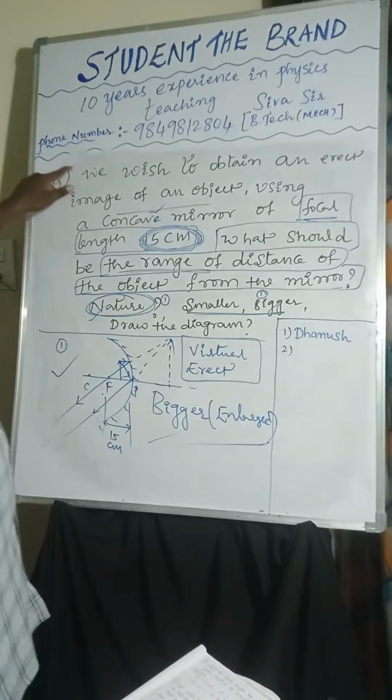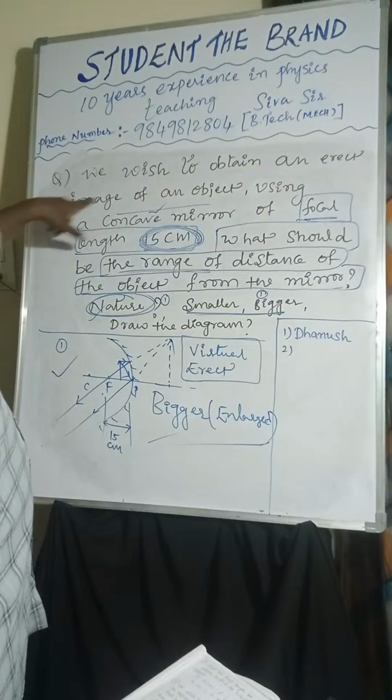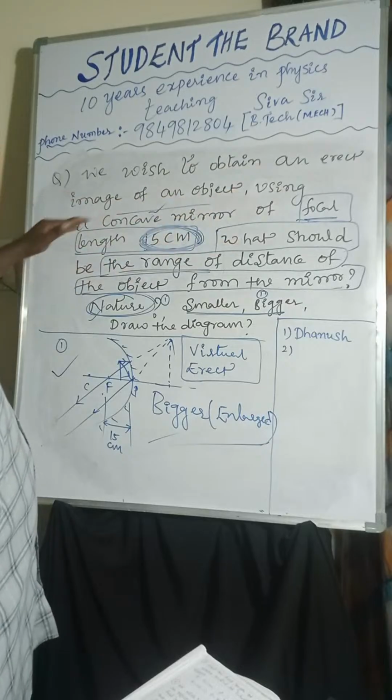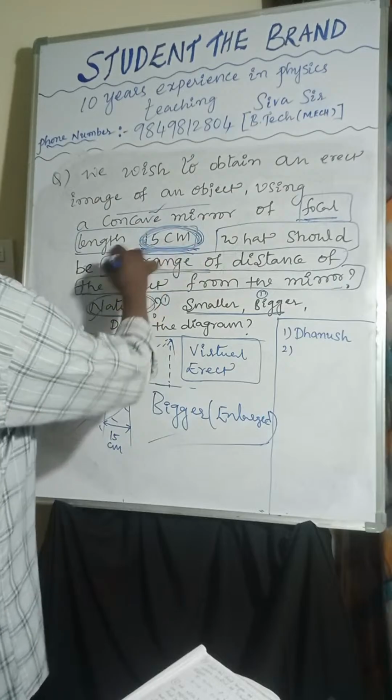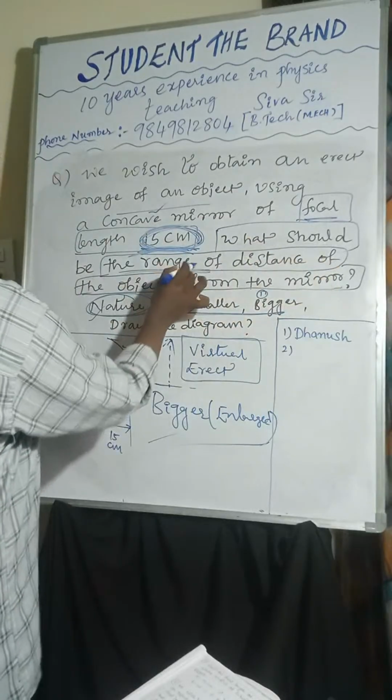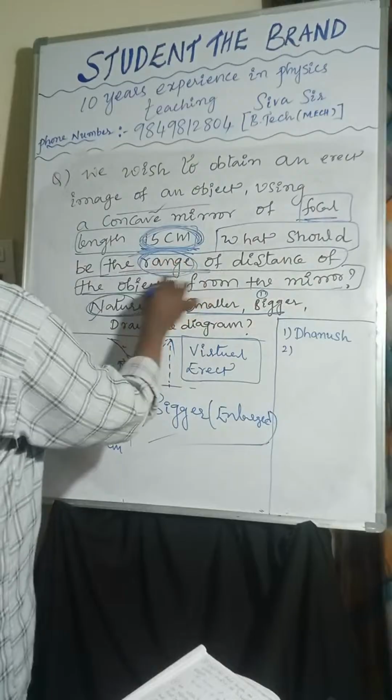So once again: we wish to obtain an erect image of an object using a concave mirror of focal length 15 centimeter. What should be the range? They asked about the range.